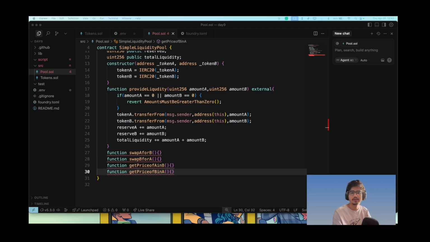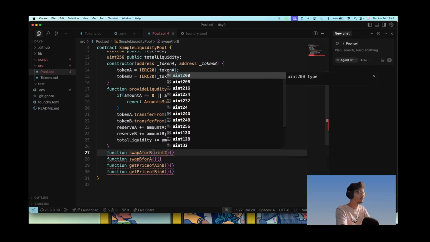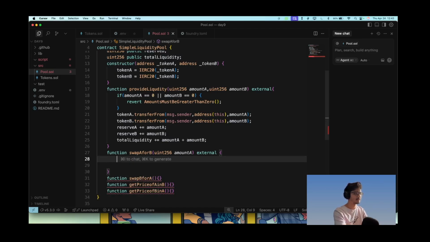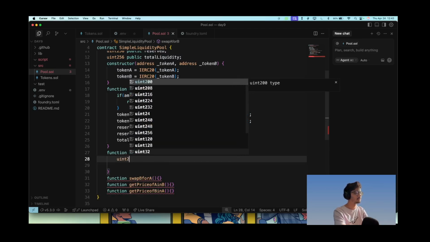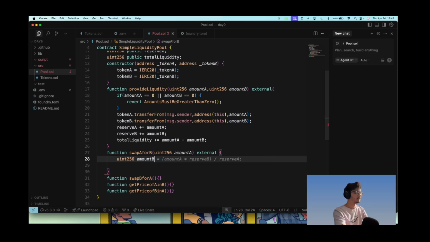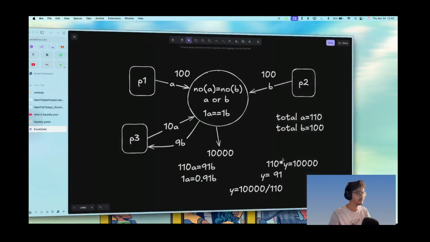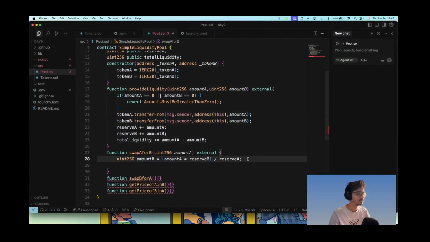Okay, so let's give it a second and think about this. The first thing that we need is swapping A for B. So we need an amount of A: how much A are you willing to deposit, and this will be an external function. I guess that's the best way to do this. And this will go back here, and then we need uint256 amountB is equal to amountA times reserveB divided by reserveA. That's what we did here, amount of A into reserve B divided by reserve A.